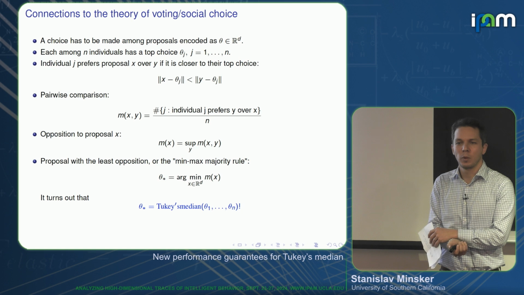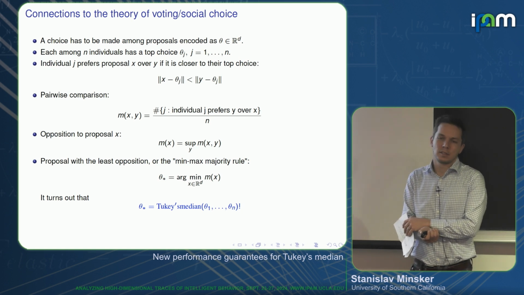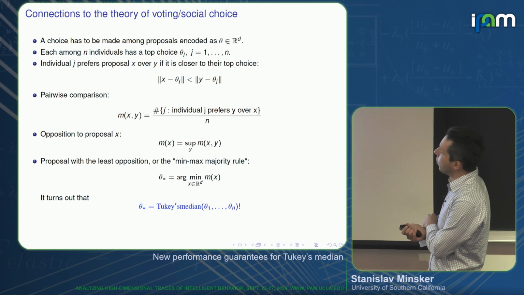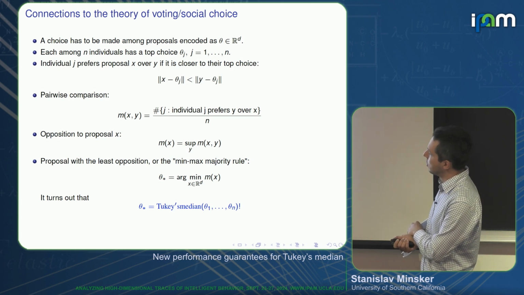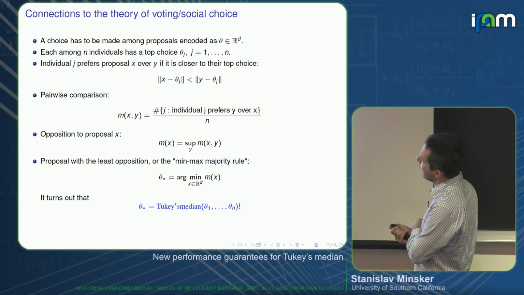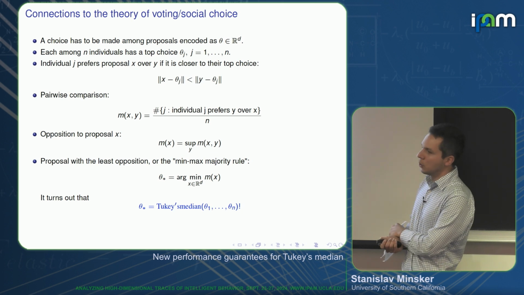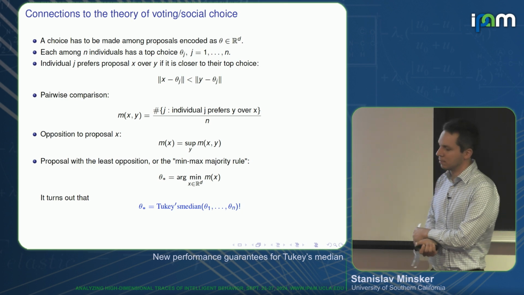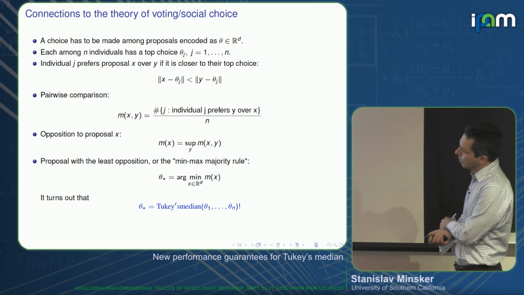So if you think about it for a while, then it might seem like not such a bad idea, right? Which of the proposals has the smallest opposition? And it turns out that in this society with these voting rules, this theta star is going to be exactly Tukey's median of the top choices of the individuals.